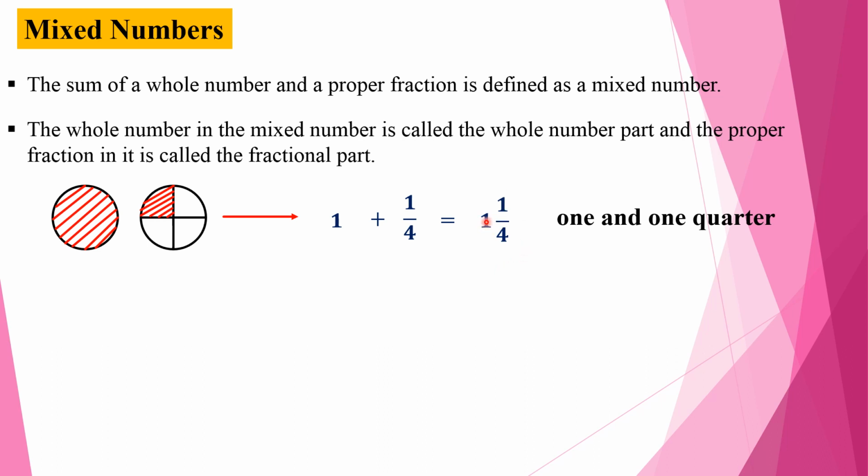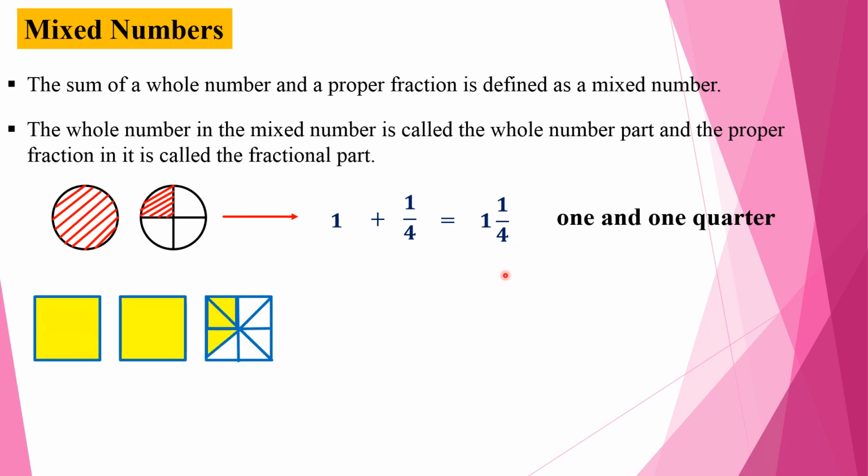So this one can be read as 1 and 1/4. Let us see another example. Now I have 2 whole parts, this one and this one. Then again I have divided this third figure into 8 equal parts, and I have shaded 3 parts out of these 8 parts.